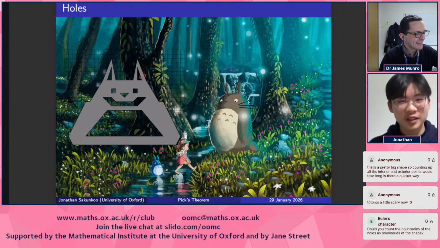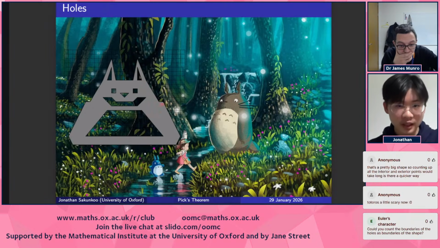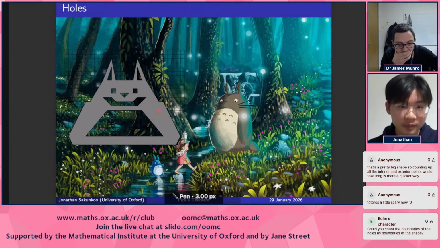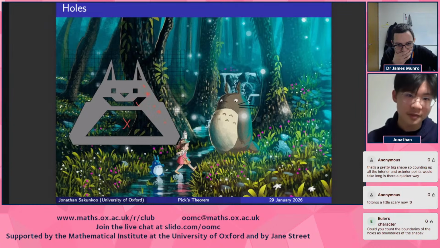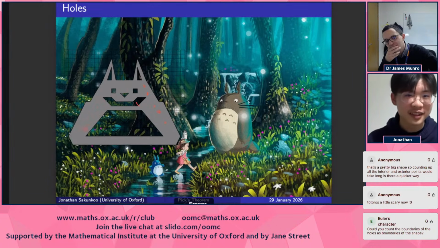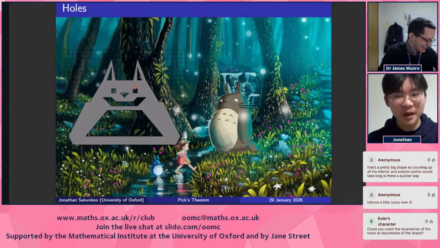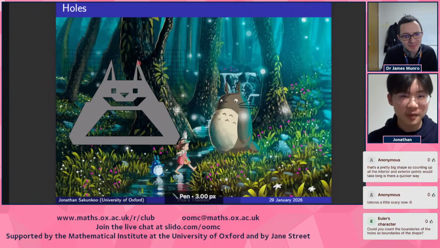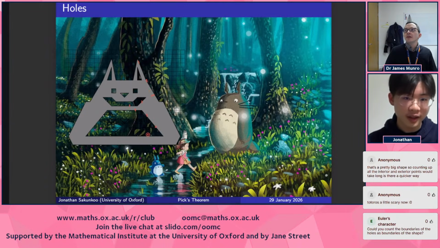Okay, so if we redefine the number of interior points to be the points like here, but not in any of these, which makes sense because these are the points that are actually inside the shape. Oh no, it looks like he has chicken pox. And then the boundary points, in addition to these, also include the boundary points along the border of the inside.